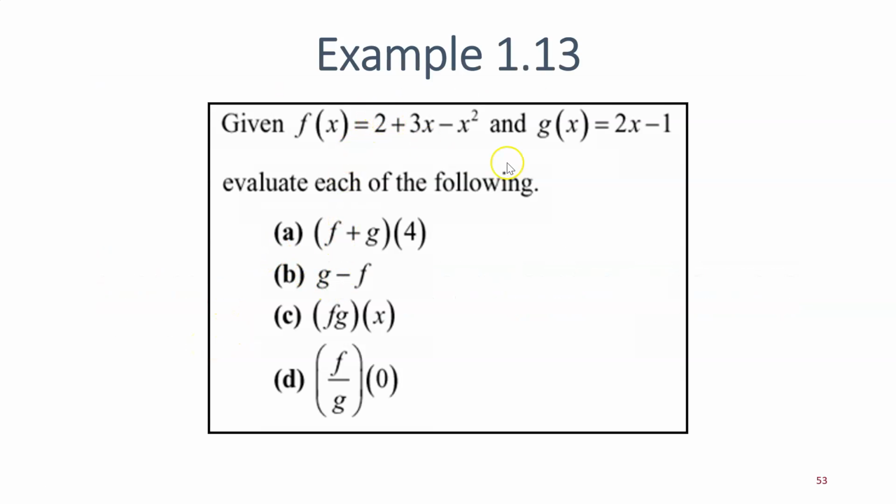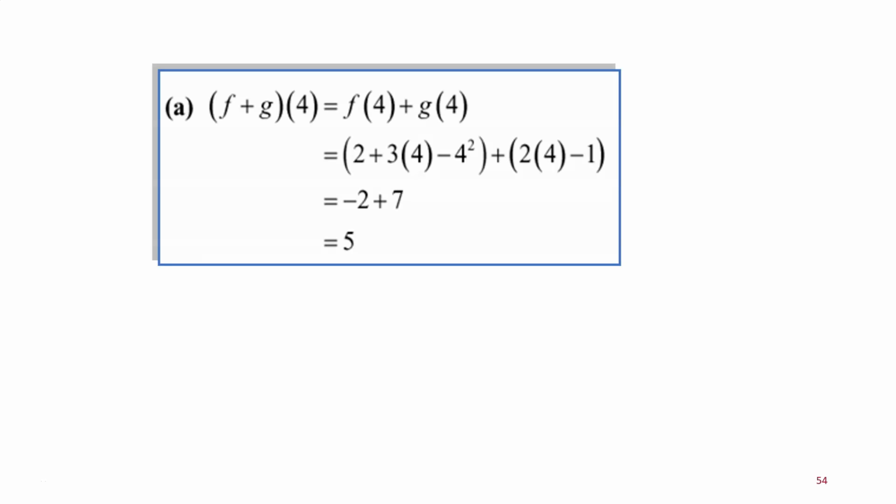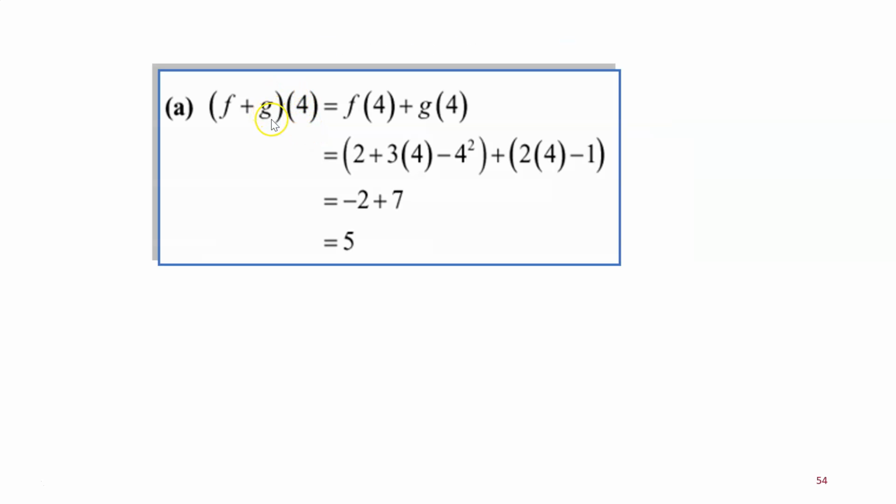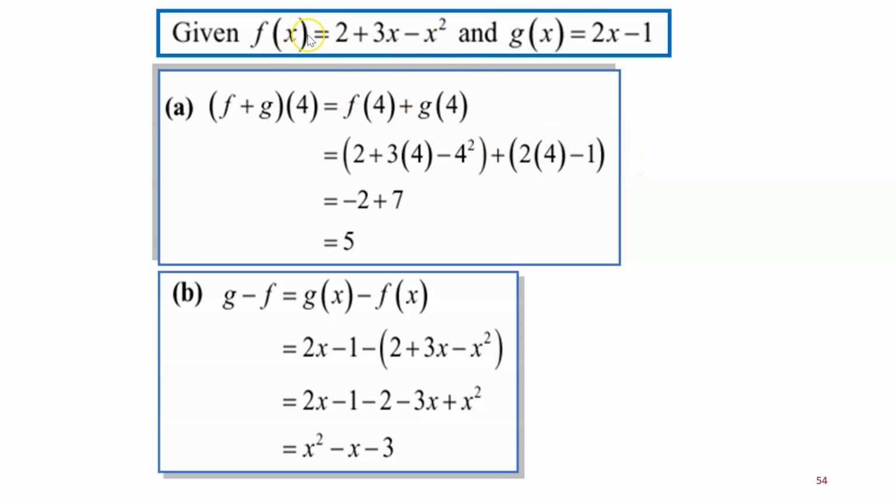Given two functions f of x and also g of x with this and this, evaluate each of the following. Evaluate means you have to find the value for these two functions. So you see a over here, f plus g of 4. Dia kata kat situ, you need to find f plus g of 4. Now it's no longer x. It's become 4, which means that previously you are given this function, right? f of x and g of x. So now you have to substitute this x with the value of 4, and the g of x over here you also have to substitute it with the value of 4.